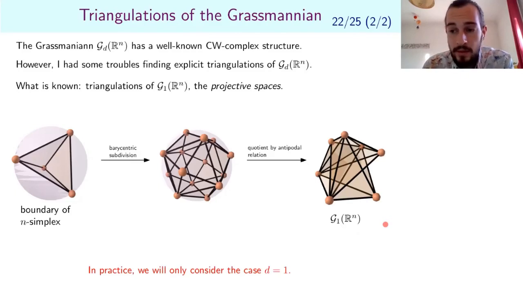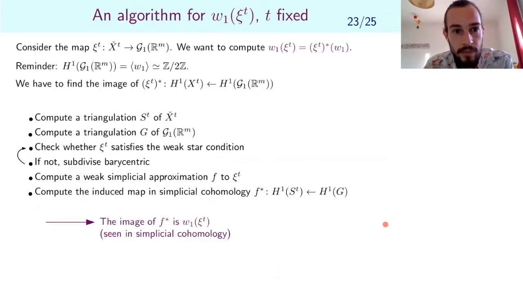By the way, D equals 1 means that we consider vector bundles of dimension 1. So there is only one Stiefel-Whitney class that is interesting, W1, because the second Stiefel-Whitney class will be 0, and the other ones also. So our problem now is to compute the first Stiefel-Whitney class of a one-dimensional vector bundle. So this is an easier problem than for general vector bundles.